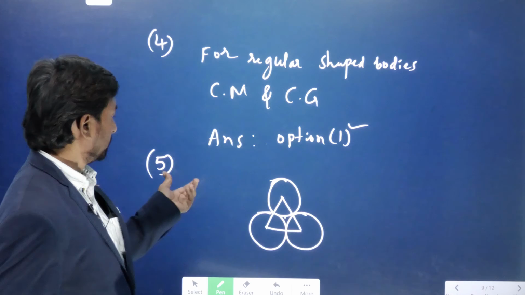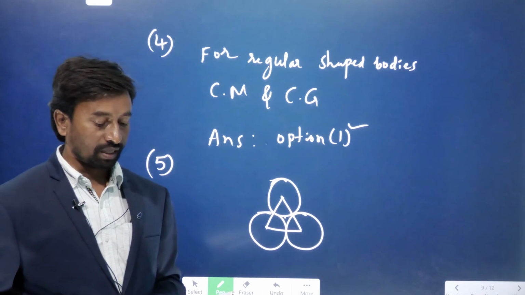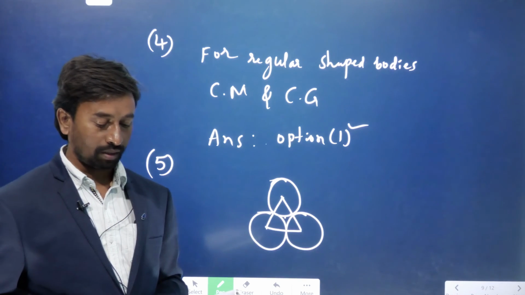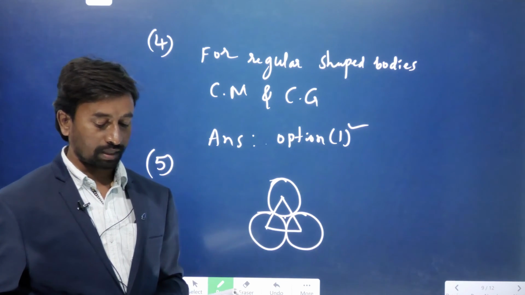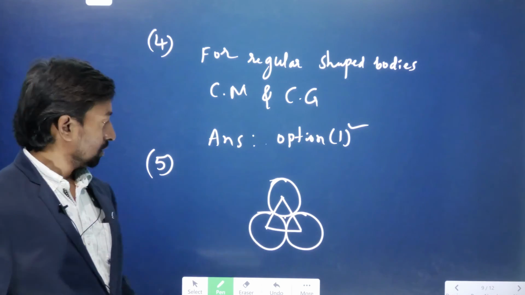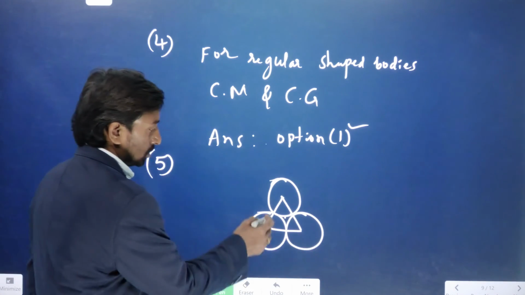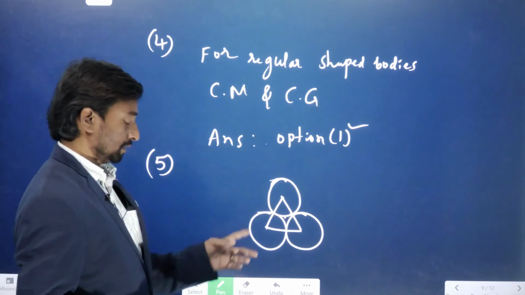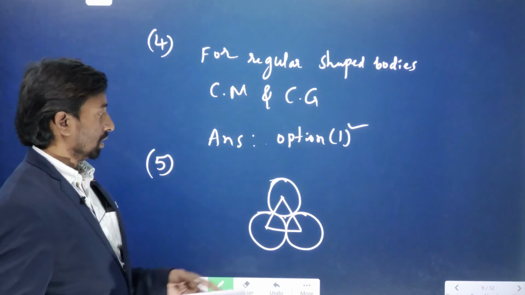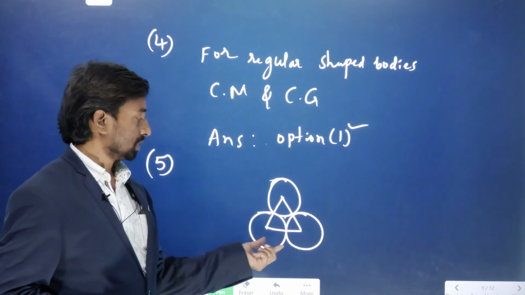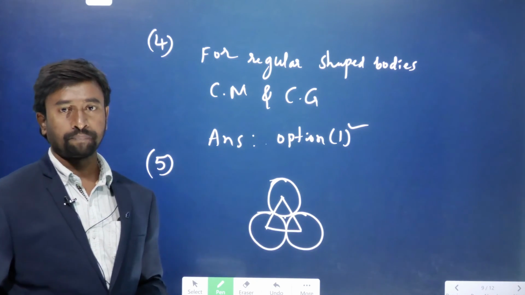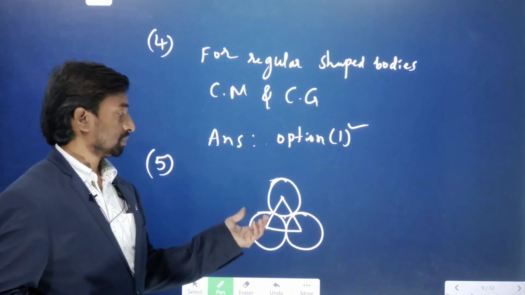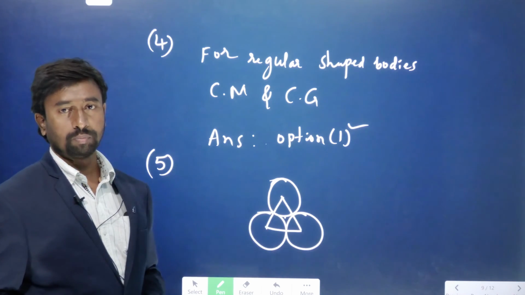Okay. For the fifth question, they have given: if three identical spheres, each of radius r, are placed touching each other on a horizontal table, then the center of mass of the system is expected to be where? So the three spheres are arranged like this on the table, touching one another. They are identical, so the mass and radius of the spheres are the same. Then the center of mass, like a regular shaped body, the system of three identical spheres, where will it be present?